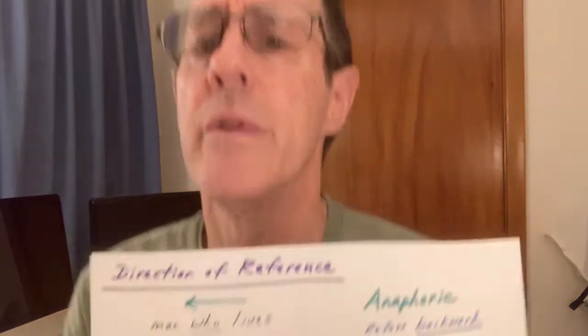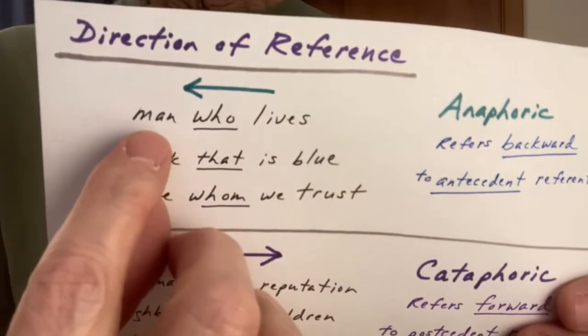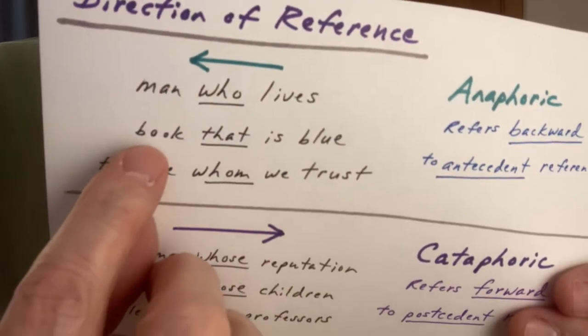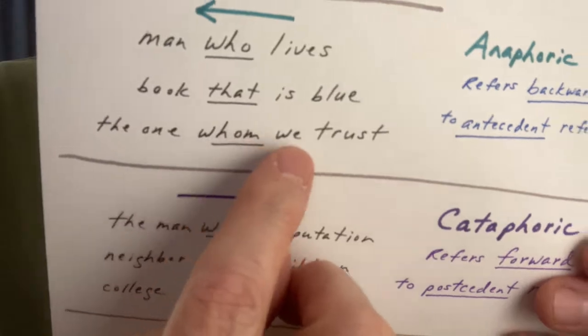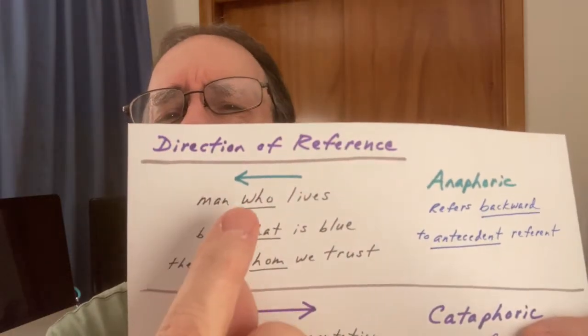Now, when you have a sentence with a distinction phrase or clause, which is in my other videos, I already taught that, okay? You have something that happens. For example, you have man who lives, book that is blue, all right? The one whom we trust. Now, you'd have full sentences. I'm just showing you the referent and the key words in the distinction phrase or clause, okay?